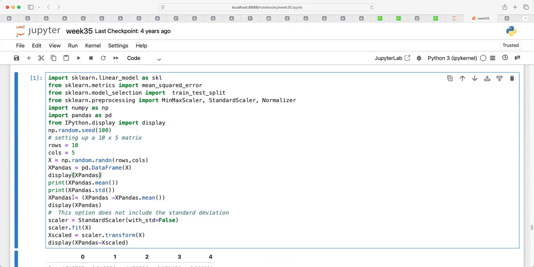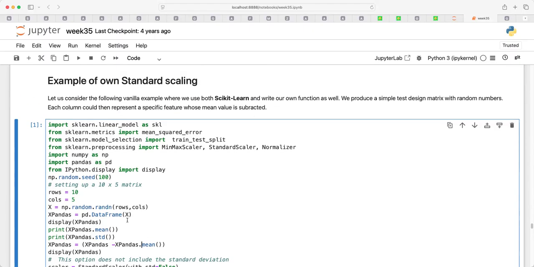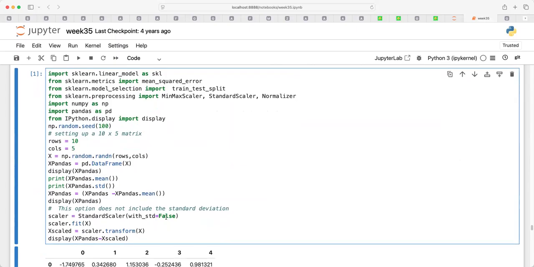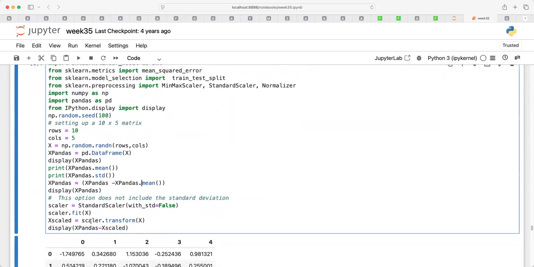My standard scaling is actually taking the columns and subtracting the mean value. This is what it's doing. Then I'm comparing that with what scikit-learn is doing. StandardScaler, which you see here, is a function of scikit-learn. And then I have the standard deviation set to false. So I don't divide by the standard deviation as in the formula you saw here. If I put standard deviation false, it doesn't do that. And then I'm simply taking the difference between what I did manually and what scikit-learn is doing.